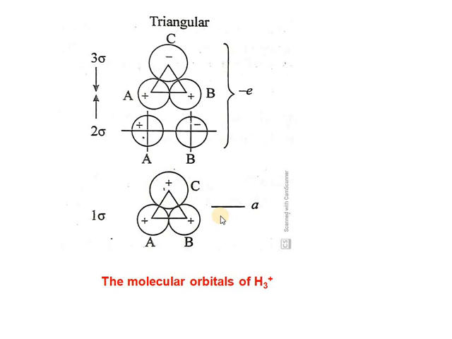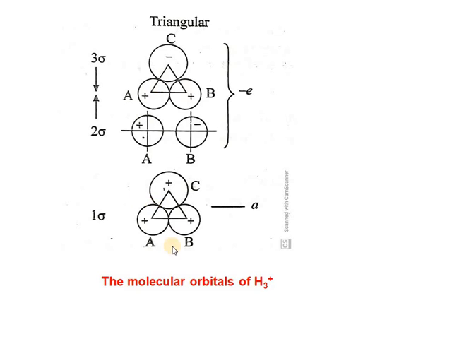But in polyatomic species, we do not use the word sigma; we use the letter A. A is a non-degenerate orbital, E is a doubly degenerate orbital, and small t is a triply degenerate orbital. A for non-degenerate orbitals, E for doubly degenerate orbitals, and t for triply degenerate orbitals.